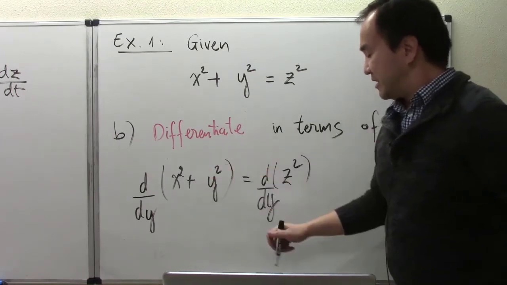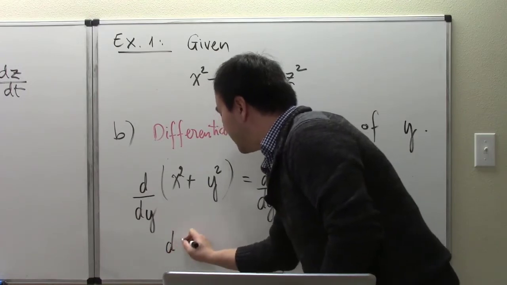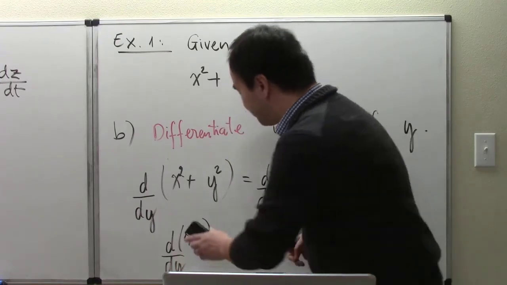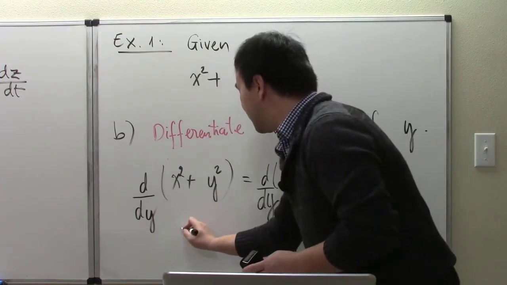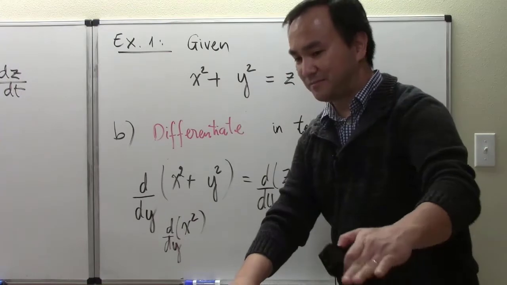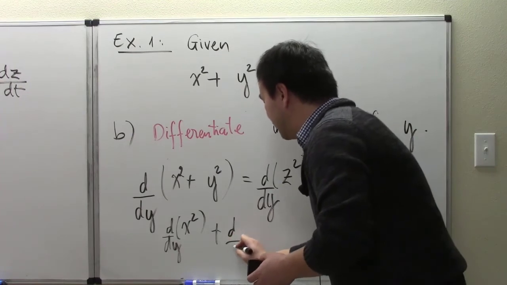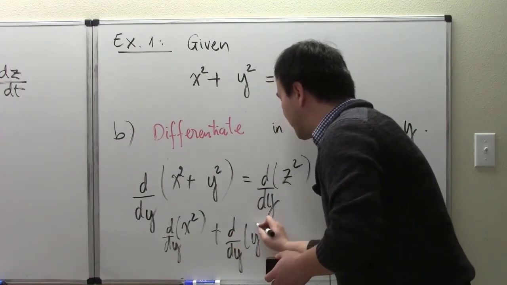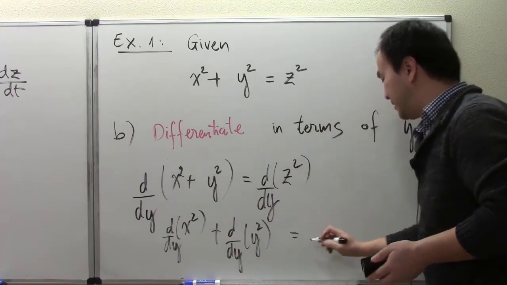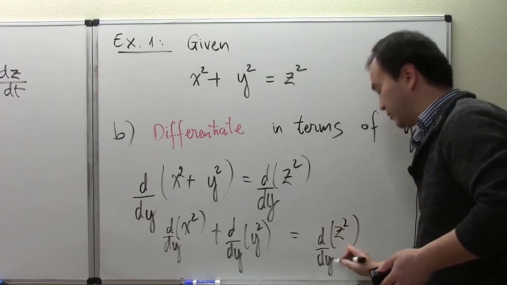So the sum rule for differentiation is now telling me that I can do d of the x squared term, dy, and that equals, let me write that a little higher up, the x squared term differentiated with respect to y, and the next term is a y squared term, a term that's already expressed in terms of y. So dy of y squared, and all that equals the z squared term on the right hand side to be differentiated in terms of y.